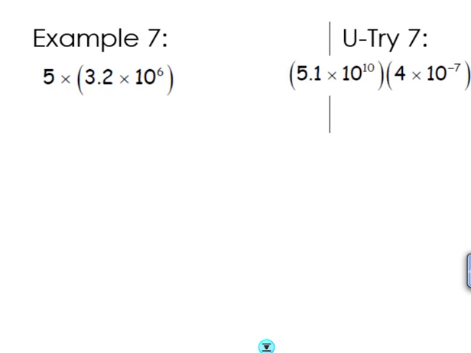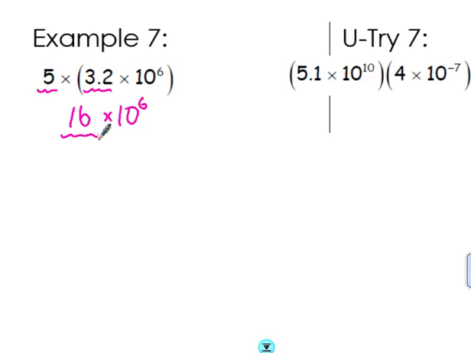Here's our next example. This time I will multiply a whole number with a scientific notation. When I multiply a whole number with a scientific notation, I will only multiply the whole number with the coefficient of the scientific notation. 5 times 3.2 will be 16. And we still have times 10 to the 6th power.